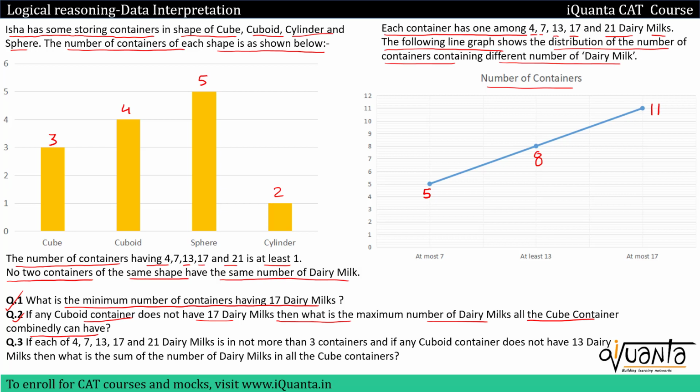So we have to mold the data here. We have different conditions involved in every question. Even if you read the third one, if each of 4, 7, 13, 17 and 21 dairy milks is not in more than 3 containers, and if any cuboid container does not have 13 dairy milks, then what is the sum of the number of dairy milks in all cube containers? So here also a new set of conditions is involved. So what we will do is, according to every question, we'll take all the conditions and then we'll try to find out whatever is needed. So let us go to the next slide. We'll try to solve the first question.